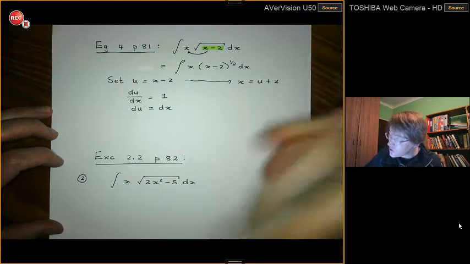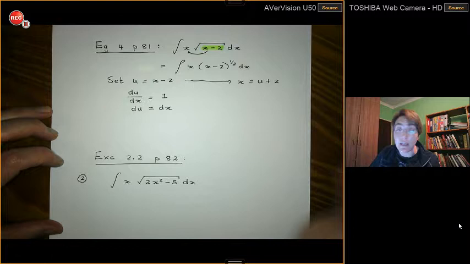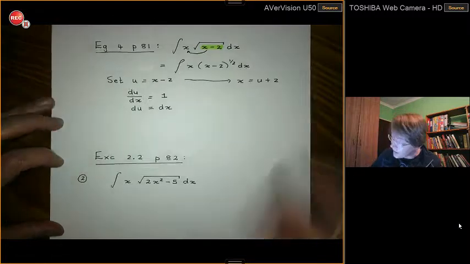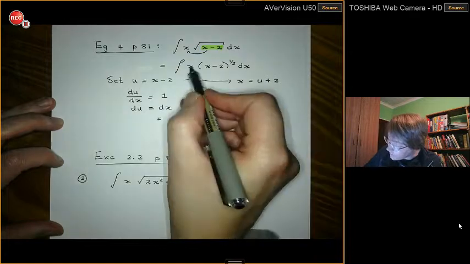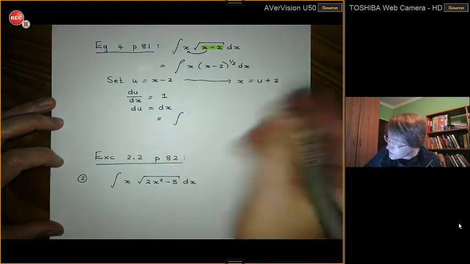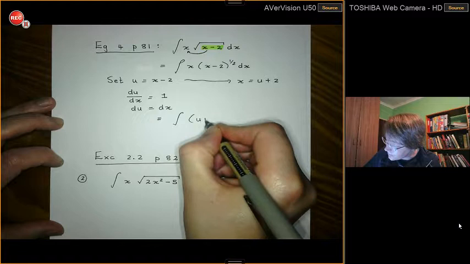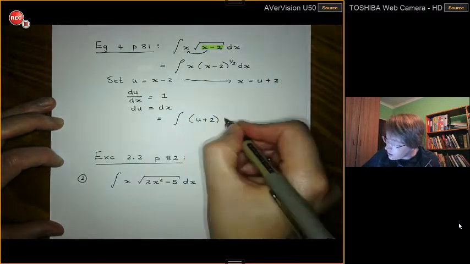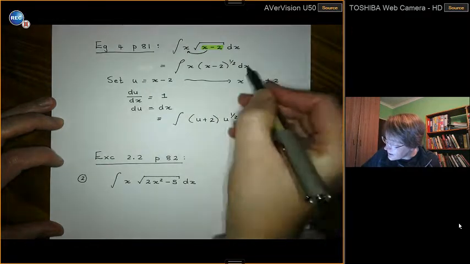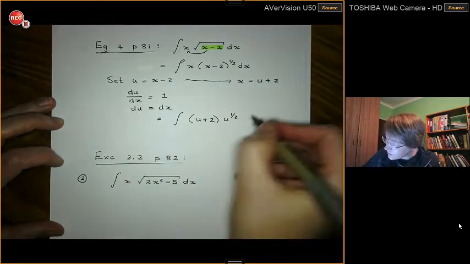And that is just to make sure that every single one of these gets substituted by u. So that means we're going to say it's the integral of x, which is now going to be u plus 2, times x minus 2, which is u to the power of a half, dx, which I can substitute with du.